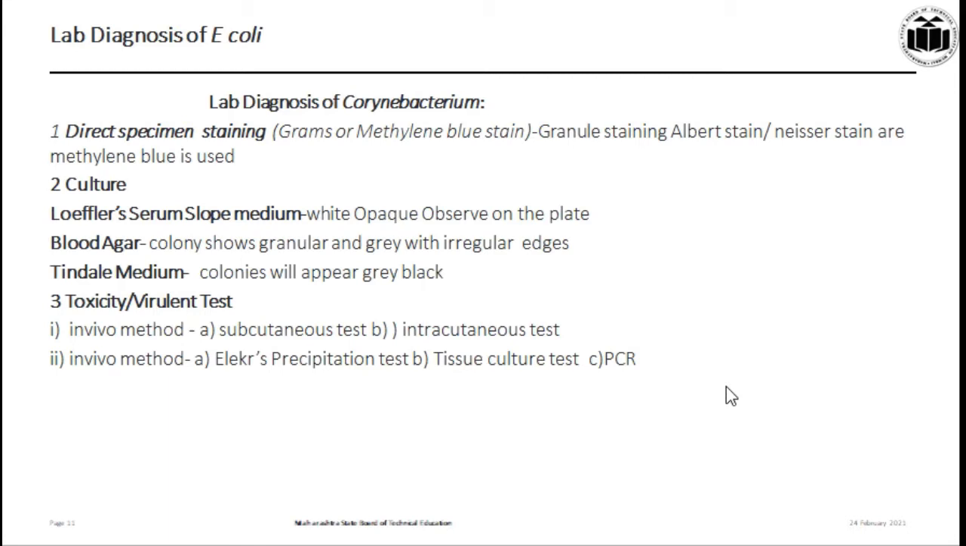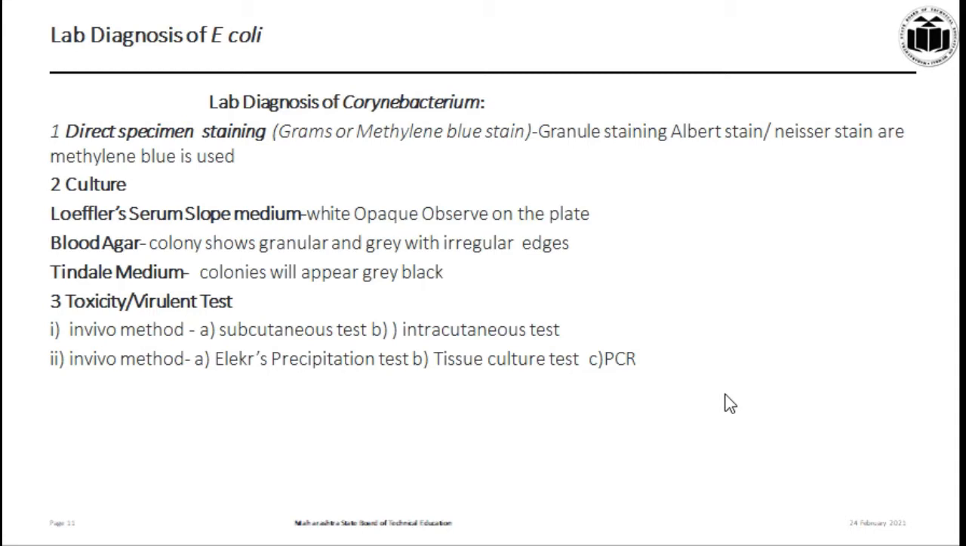While in the intracutaneous test, the strain is intracutaneously injected into a guinea pig and incubated for 48 to 72 hours. If necrosis appears on the injected part, that confirms the Corynebacteria strain is virulent in nature.